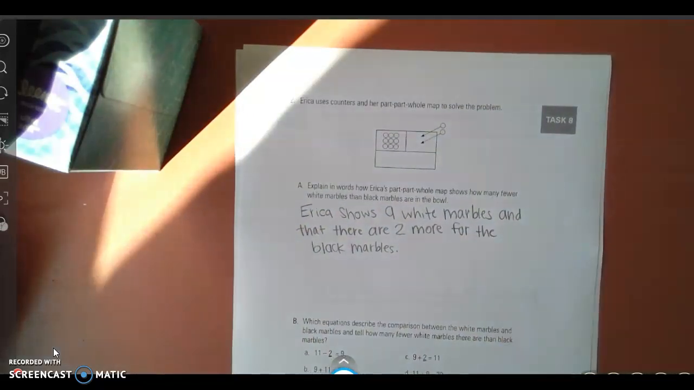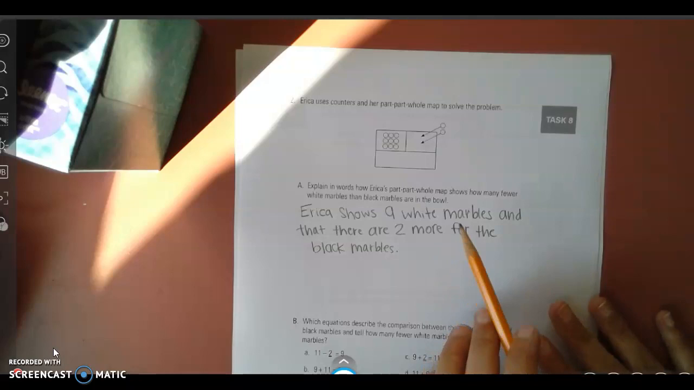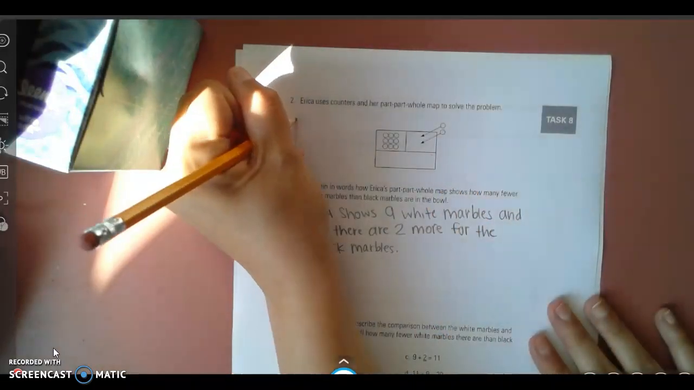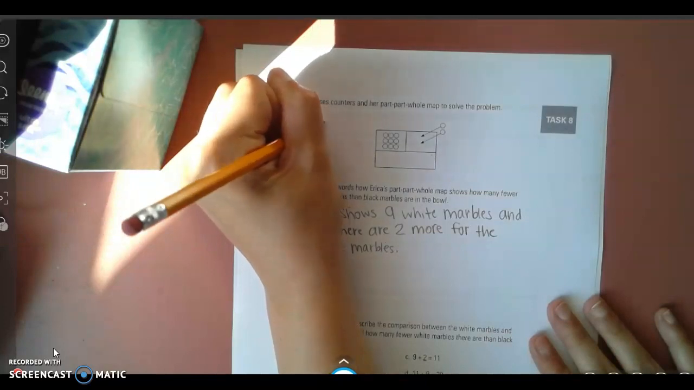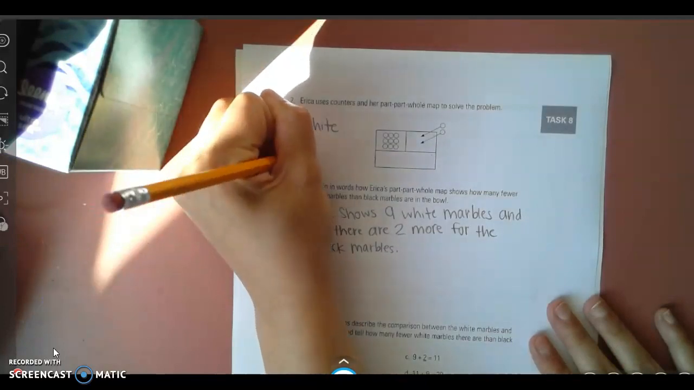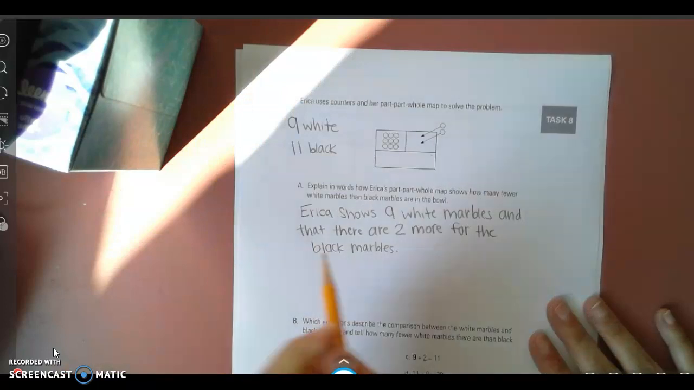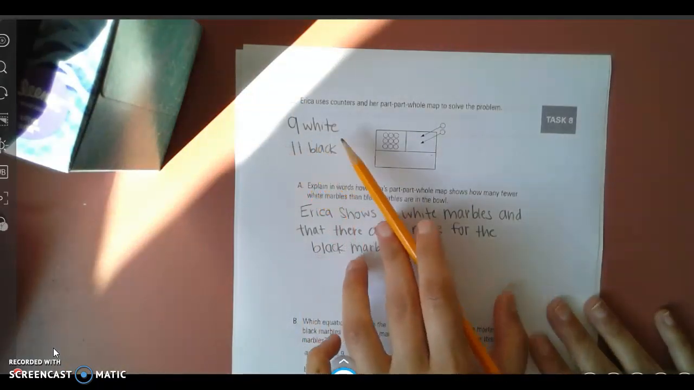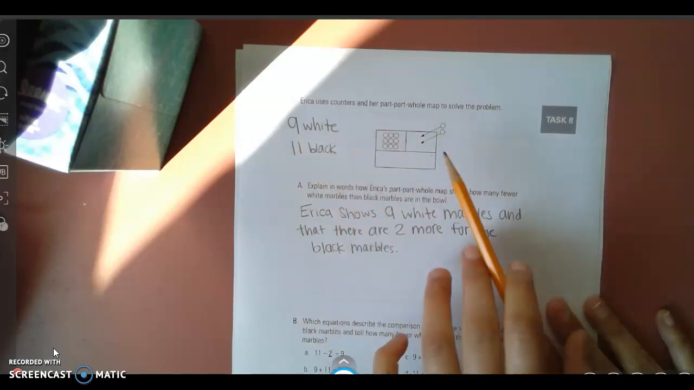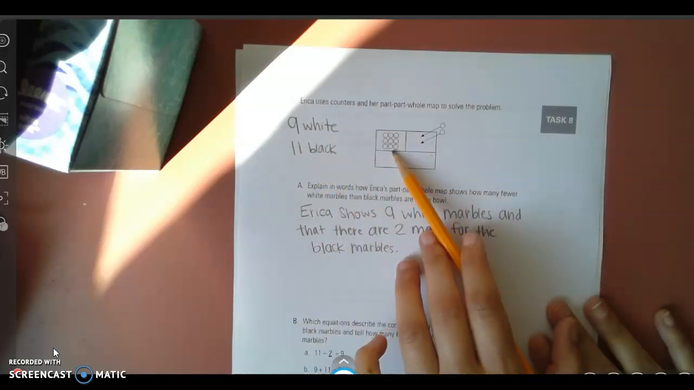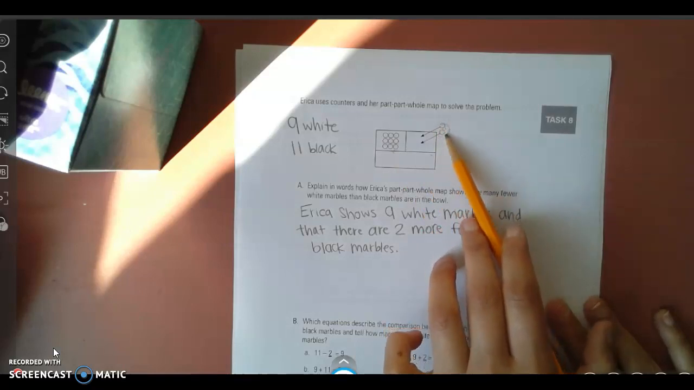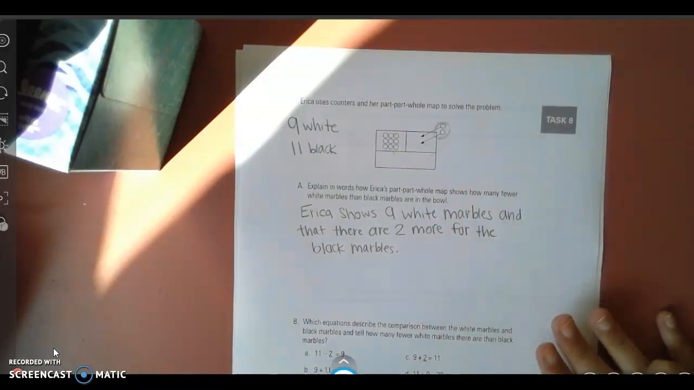So Erica shows the 9 white marbles, and then there are 2 more for the black marbles. So we know we have 9 white and we have 11 black. And so we're trying to figure out really the difference, right? We're trying to figure out how many more black marbles do we have than white marbles. And so she's done that here by saying, okay, I have 9, 10, 11. Okay, so there would be 2 more black marbles than there are white marbles.